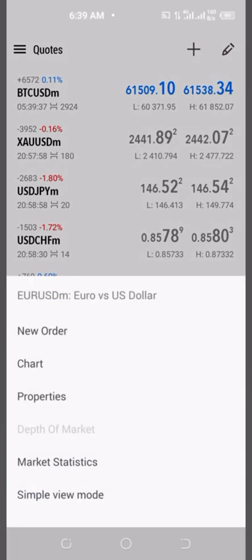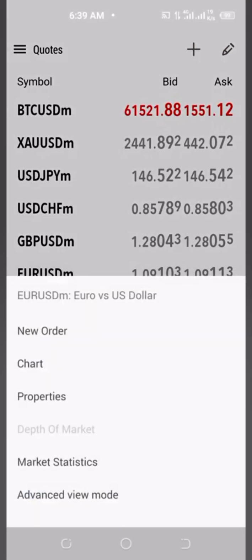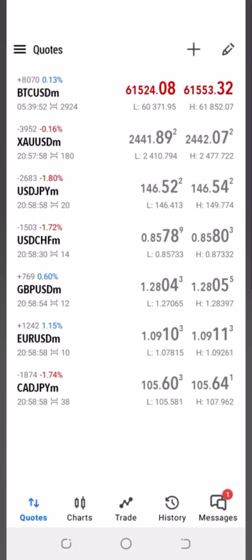Then we also have the simple view mode. The simple view mode is just a view. We also have other options like the advanced view mode. So it has changed to advanced view mode. So I'm going to take it back to the simple view mode. So that's about that.